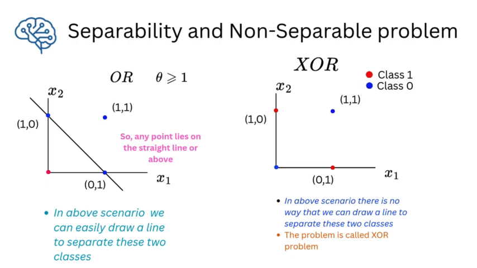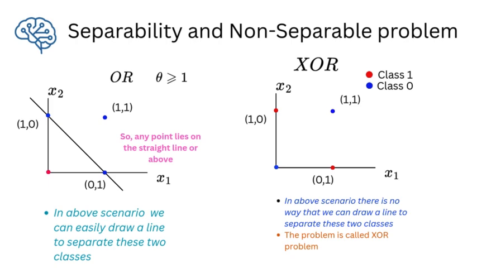On the left side of the slide, we have our problem. Here, the red and the blue points represent two different classes. Notice that we can draw a straight line that cleanly separates the two classes. All the points that satisfy the OR condition lie on or above this line, while the others lie below it. This means the OR dataset is linearly separable, and the perceptron can easily learn this decision boundary.